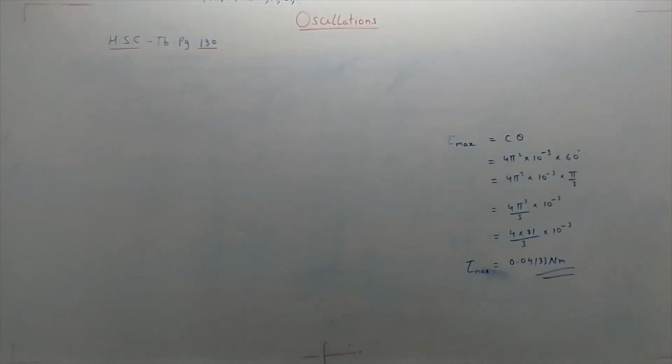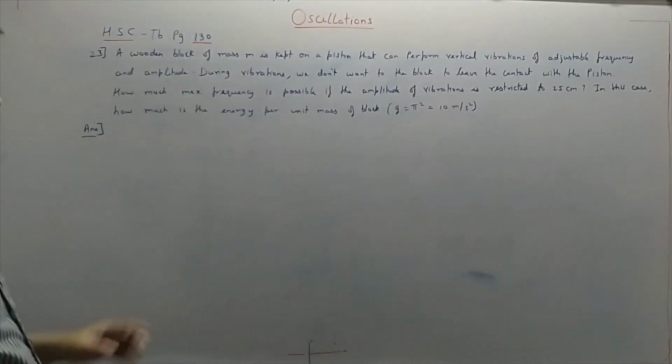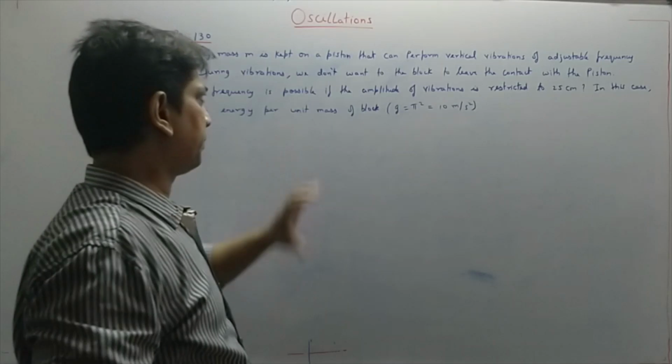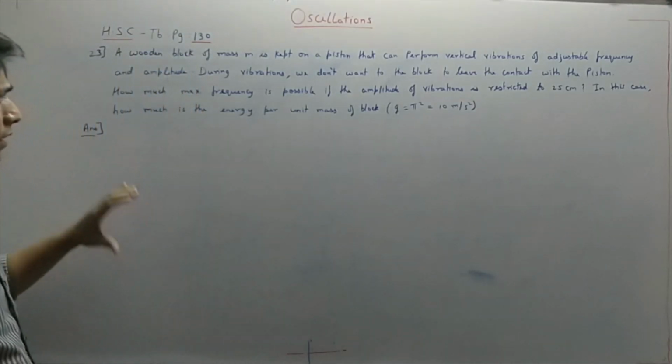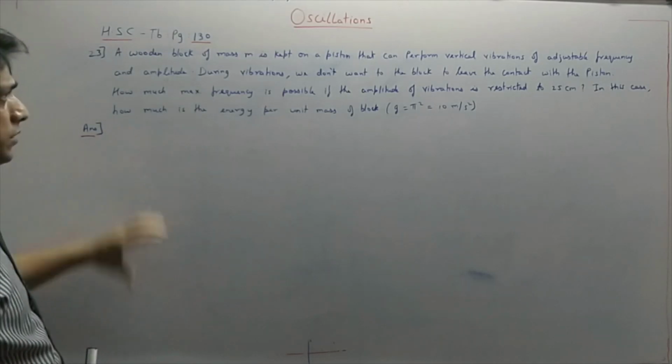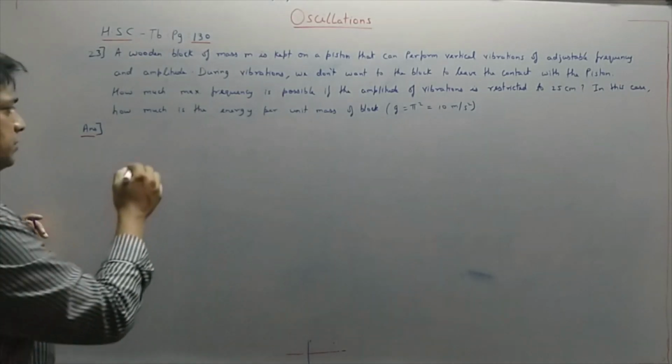Sum number 23, we have a wooden block of mass m kept on a piston. You know what a piston basically is, which moves up and down. We have a piston that can perform vertical vibrations. So you know basically what a piston is, it is something like this.